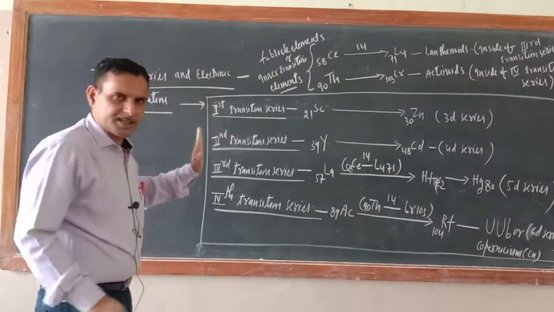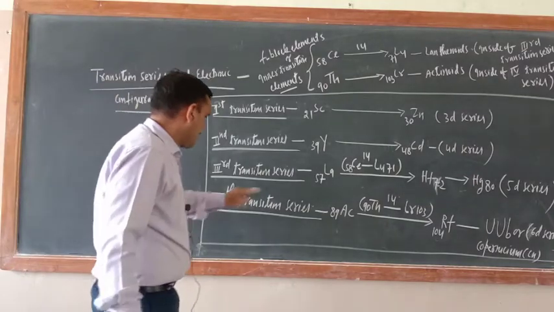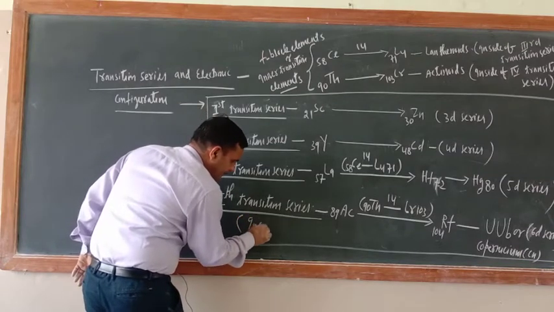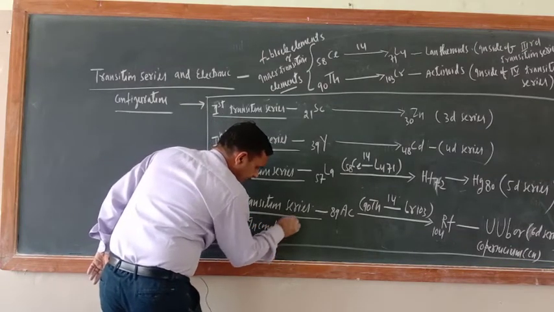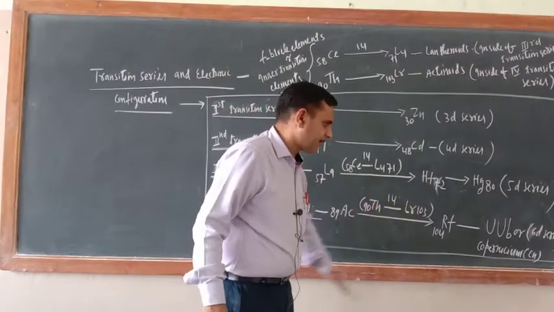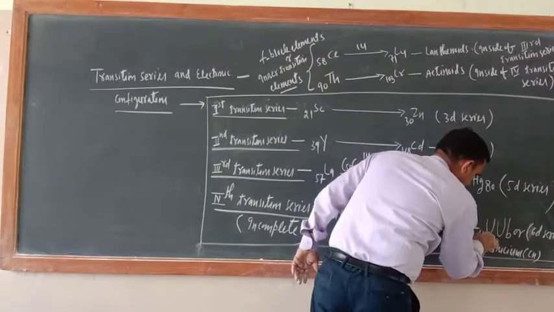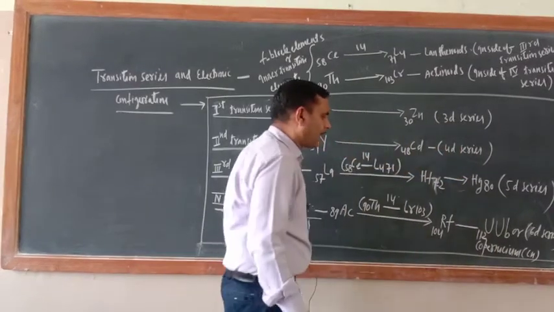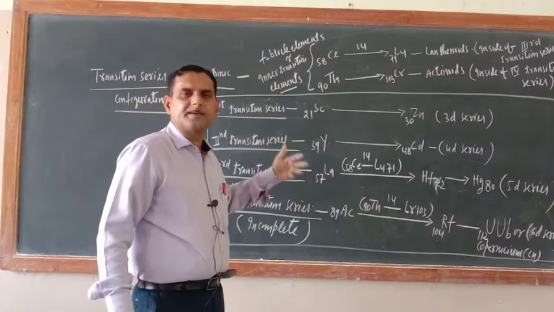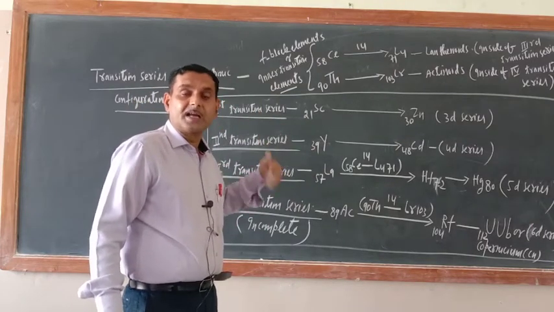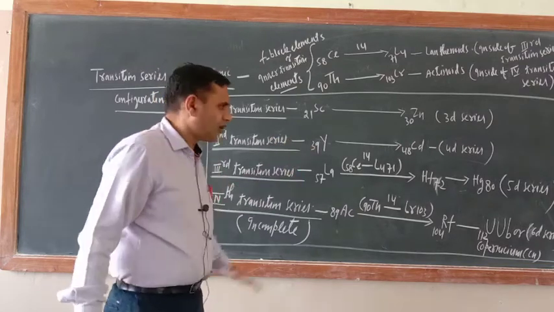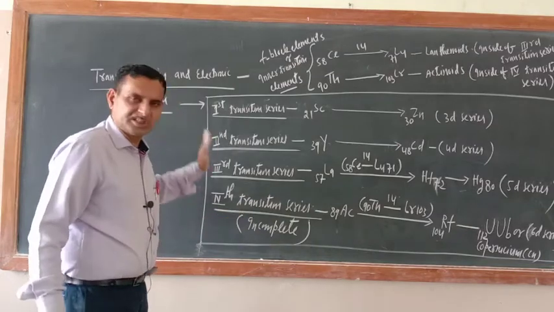Always remember, this fourth transition series is incomplete, because still elements are to be added here. It goes up to 112. Last year I taught you the IUPAC rules for naming the elements whose atomic number is 100 or beyond. Okay, so these are the transition series.